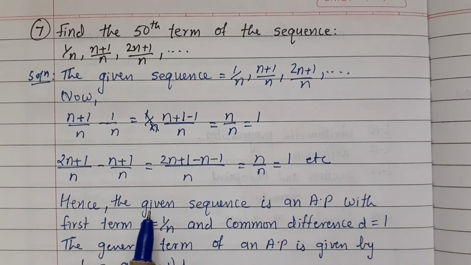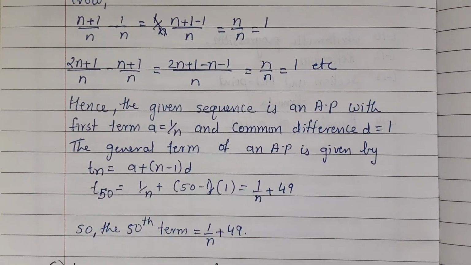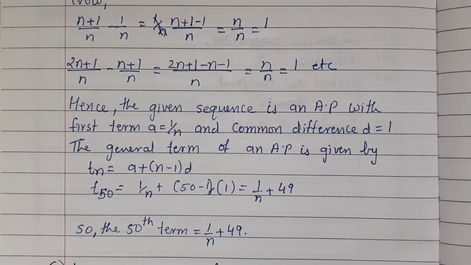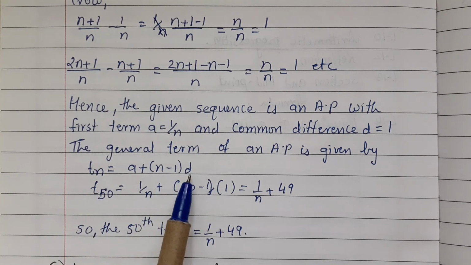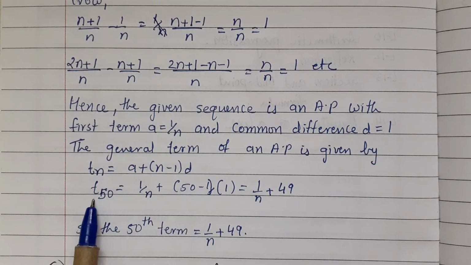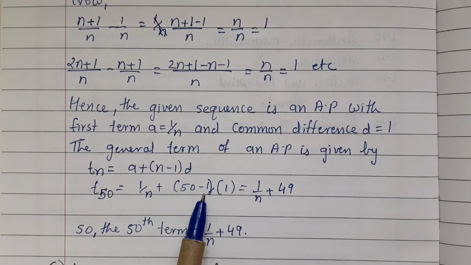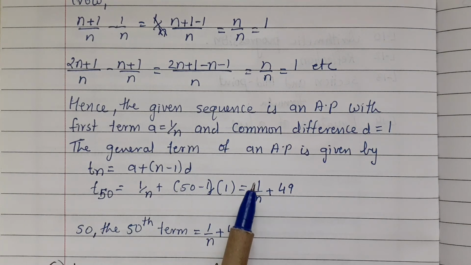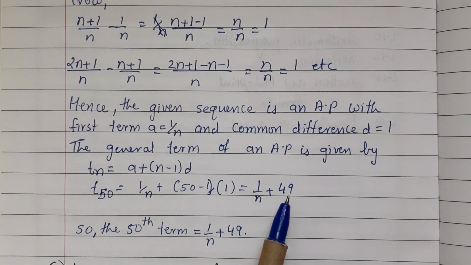Hence, the given sequence is in AP with first term A equal to 1/n and common difference D equal to 1. The general term of an AP is given by Tn equal to A plus (n minus 1) into D. T50 equal to 1/n plus (50 minus 1) into 1, equal to 1/n. 50 minus 1 is 49. The 50th term equal to 1/n plus 49.